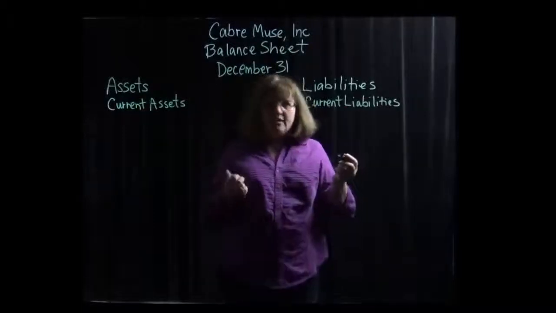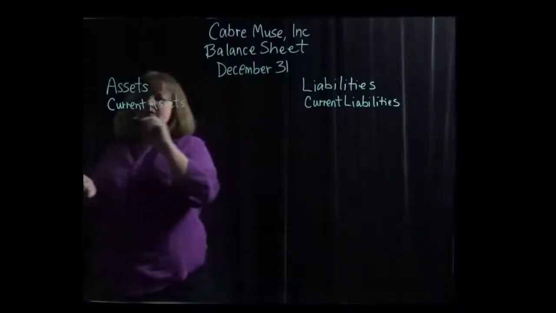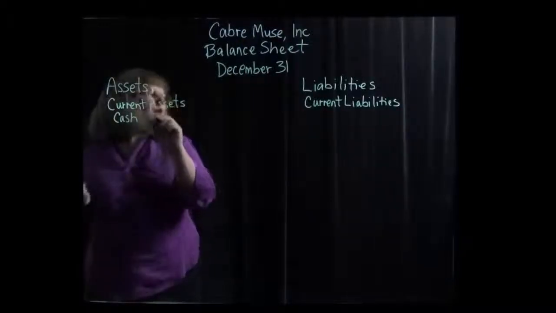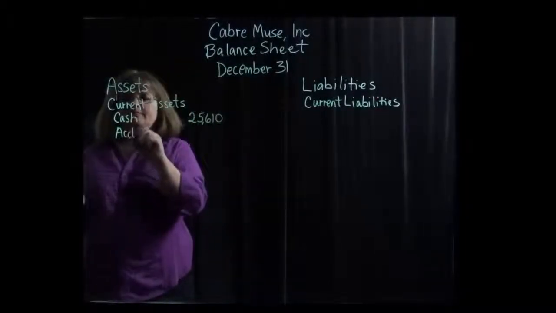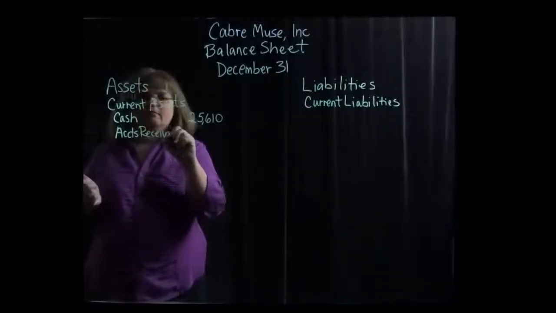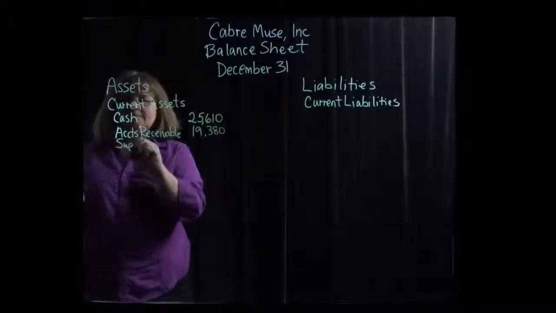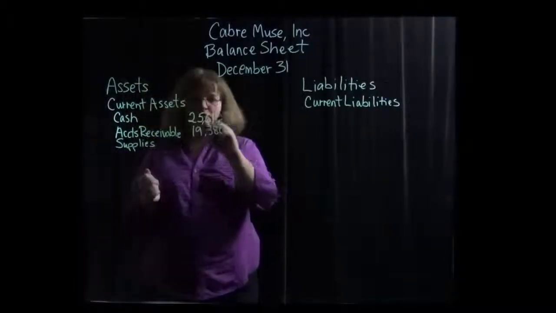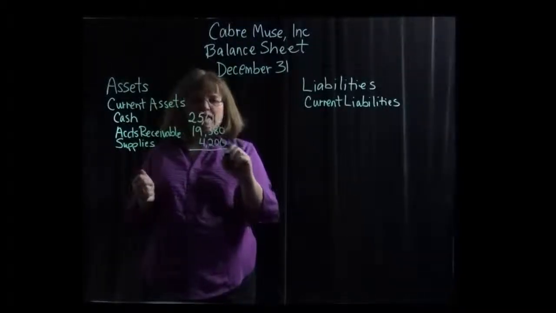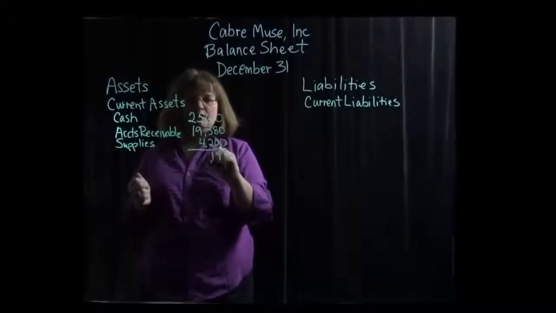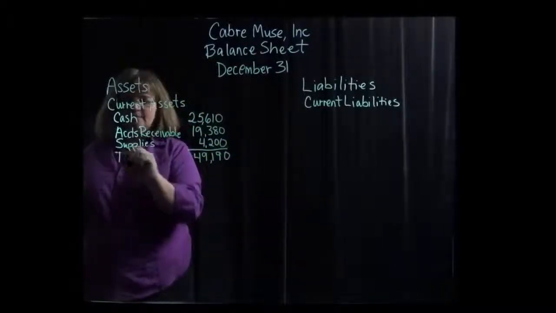In this company, the current assets that they have are cash, accounts receivable, and supplies. So we're going to put those in here. The cash is $25,610. Accounts receivable is $19,380. And the supplies were $4,200. We then sum the current assets. And we get $49,190.